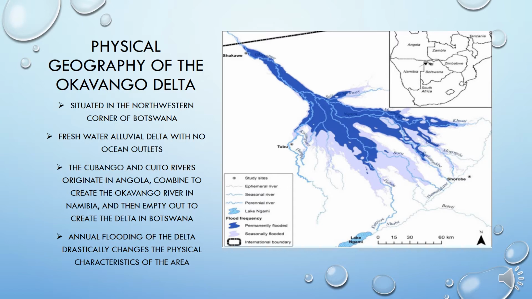This specific delta is a freshwater alluvial delta that has no ocean outlets. Therefore, any water that originates in Angola and flows through these rivers through Namibia into Botswana will, for the most part, end up in Botswana in this specific delta. This delta experiences annual flooding, much like the Nile River Delta. And in both cases, there are mineral and sedimentary deposits that come through, which then feed the agriculture area of Botswana, because as the wet season dries up, people come in and are able to use the rich farmland for agricultural and mining purposes, which are a huge part of Botswana's national income.